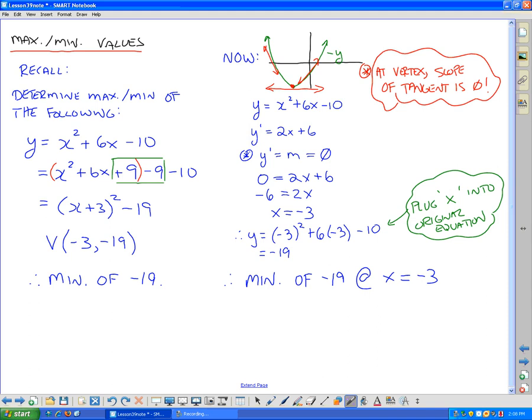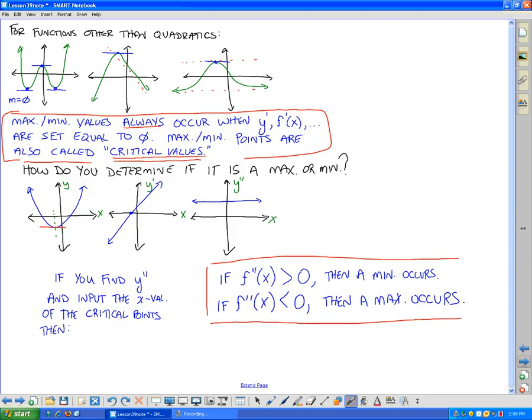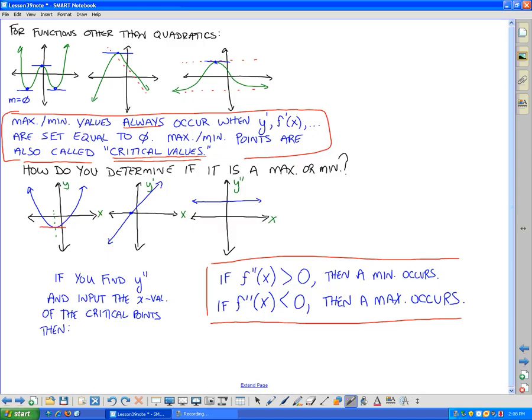Now that's for a parabola. What happens when we're dealing with all polynomials? So for functions other than quadratics, let's just get rid of this whole thing. I'll give you a second to absorb. The first one, we have a quartic. Guess what? Everywhere there's a max or min, you can think of it as being like a vertex. The slope is 0 at those points. So if we take the derivative of our quartic and set it equal to 0, we'll find the location.